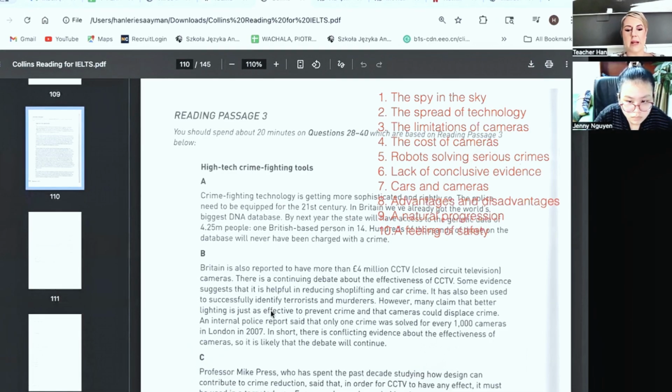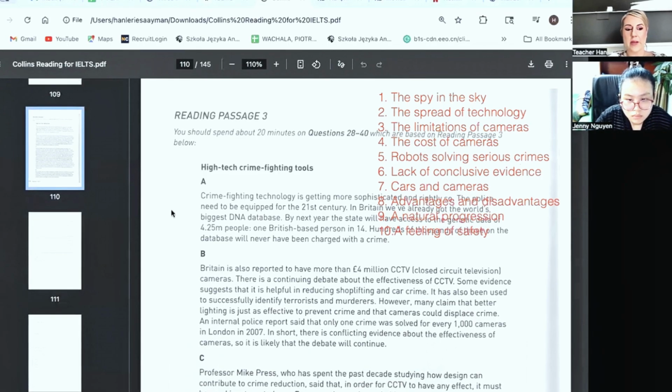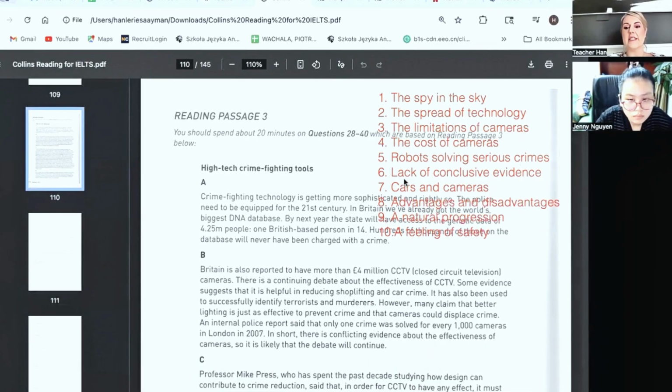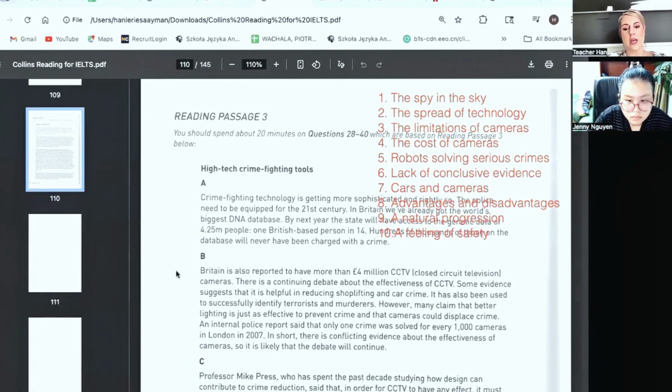However, many claim that better lighting is just as effective to prevent crime, and that the cameras could displace crime. An internal police report said that only one crime was solved for every 1,000 cameras in London in 2007. In short, there is conflicting evidence about the effectiveness. Okay? Six. So which one would you say? Six, yes. Lack of conclusive evidence. Okay. Now we have determined that one.